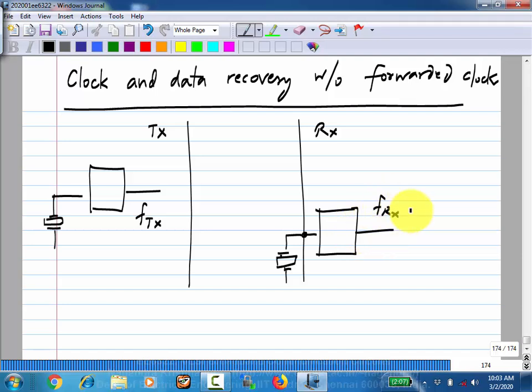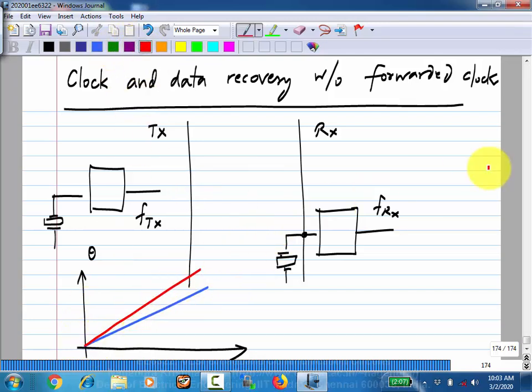And you have FRX. Now, it doesn't matter how close to each other they are. They could be within 10 parts per million or 1 part per million or even closer. It just doesn't work in that. You know that if you plot the phase of two signals of different frequencies, they'll look like that. Now, if the frequencies are very close, it means that the slopes will be close. But if you wait long enough time, the phases will diverge. Okay? So you can't operate the receiver with a clock that is independently set, independently of the transmitter.